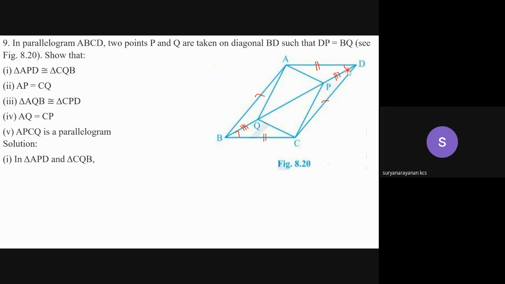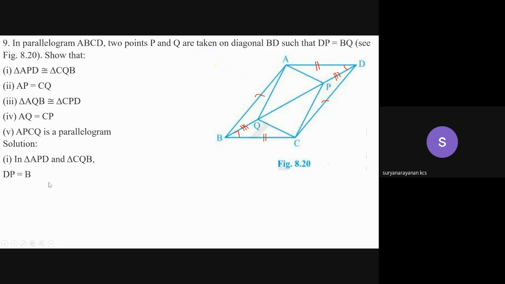BD is a transversal, then angle ADP and angle QBC, these two angles are alternate interior angles. They are equal or not? Equal, sir. So we equate these parts in these two triangles. Whatever information we know, by using that information, we are equating the parts.